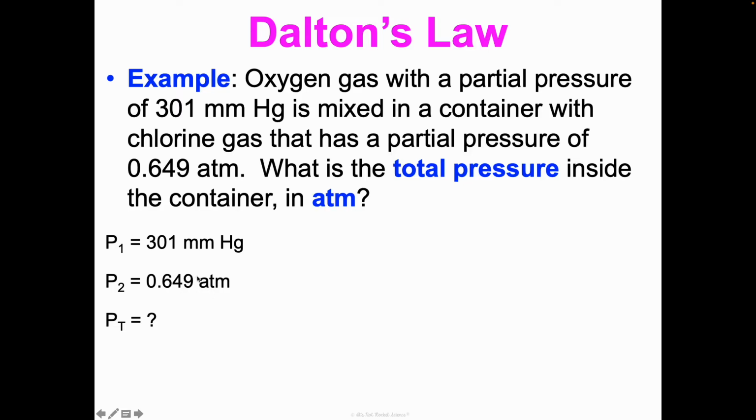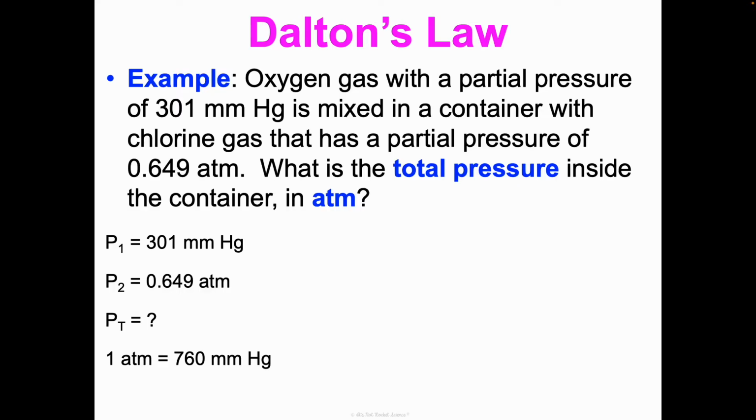So we need to make these in the same unit, and we need to make them atmospheres, which means we're going to have to change this millimeters of mercury, convert it to atmospheres. So we need that conversion factor, which if you look up on your reference sheet, 1 atmosphere is equal to 760 millimeters of mercury. Now, is there anything else we know?